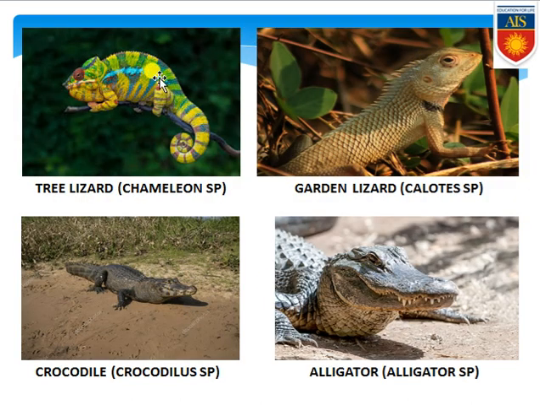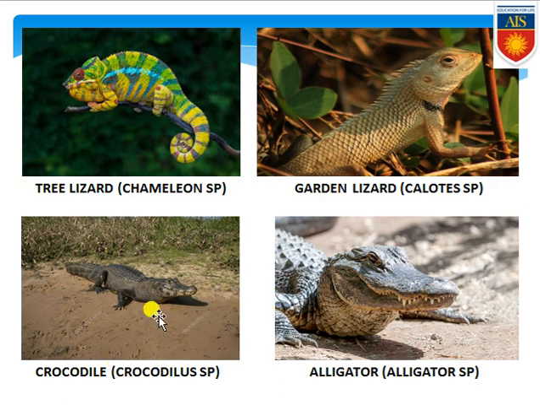In the next slide you can see more organisms belonging to the class Reptilia. This is the tree lizard, Chameleon sp, which can change its color. It can camouflage, we all know. This is the garden lizard, Calotes sp, which is commonly found in gardens. This is the crocodile, we all know, Crocodilus sp, and this is another kind of crocodile commonly found in the American subcontinent, the alligator, which has a blunt mouth. There is a difference between crocodile and alligator.